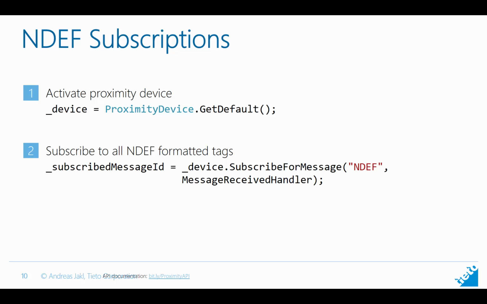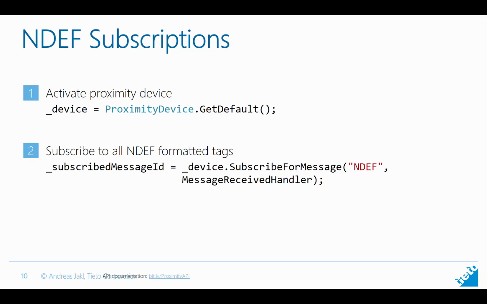So how does it work to read from an NDEF tag or to get a message? First of all, in Windows, and as I said, this also already worked in Windows Phone 8 and Windows 8, but it still, of course, works with the same API in Windows 10. First of all, you activate the proximity device, saying ProximityDevice.GetDefault. Usually there is only one NFC device, so it's okay.